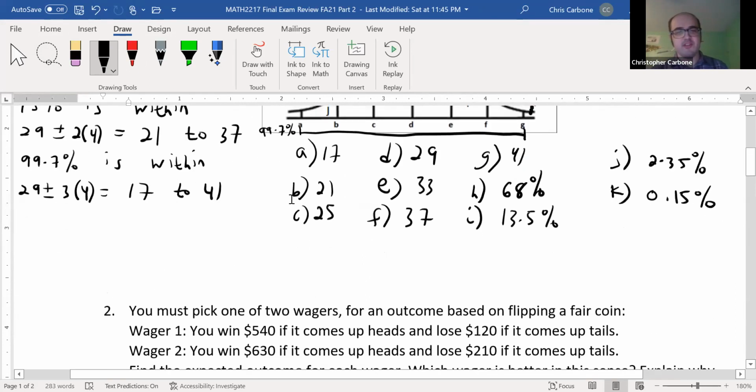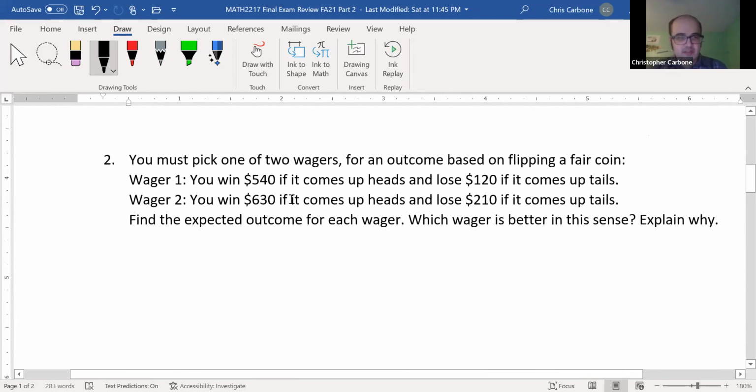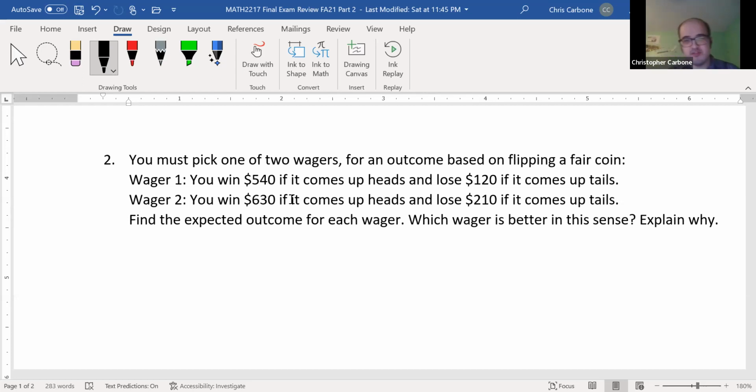Alrighty, moving on to question number 2. You must pick one of 2 wagers for an outcome based on flipping a fair coin. Wager 1 is you would win $540 if it comes up heads and lose $120 if it comes up tails. Wager 2 is you would win $630 if it comes up heads and lose $210 if it comes up tails. We want the expected outcome of each wager, which is better, and explain why.